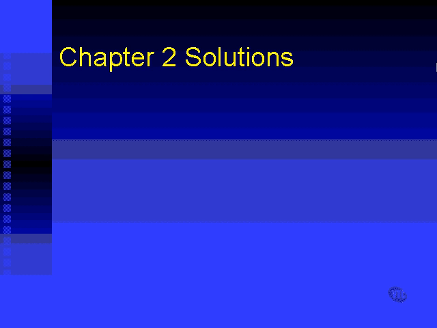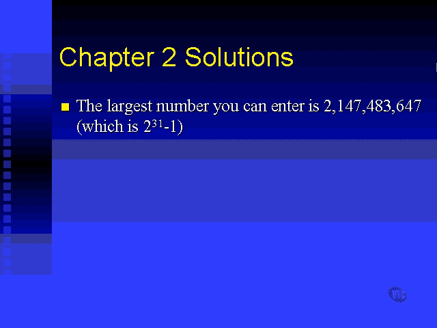Finally, let's look at the largest number that you could enter. Well, if you've done a little experimentation, you'll find out that the answer is in fact the following. It's 2,147,483,647. Of course, you were just going to say that, right? Why is it that, of all things?